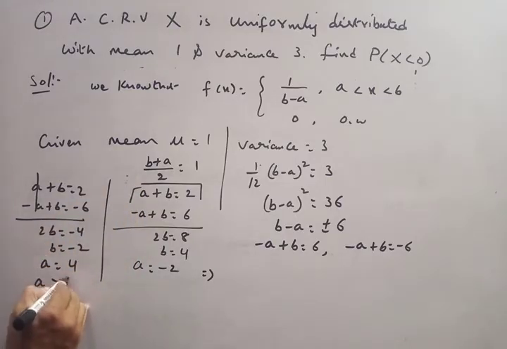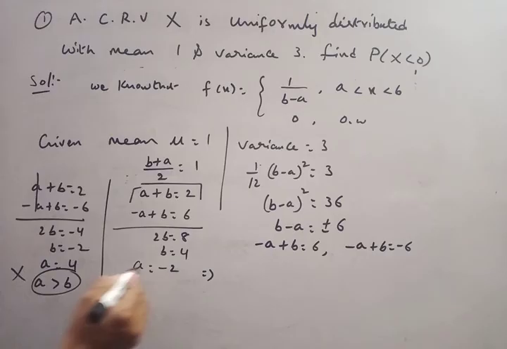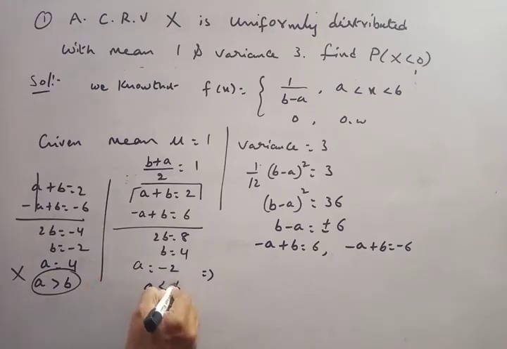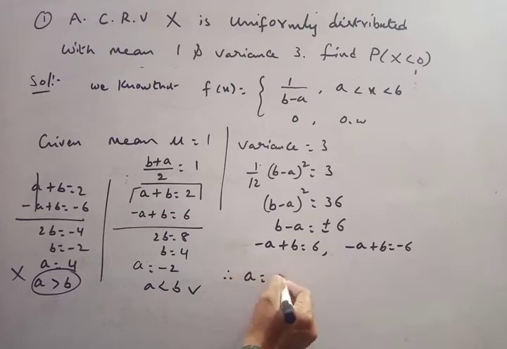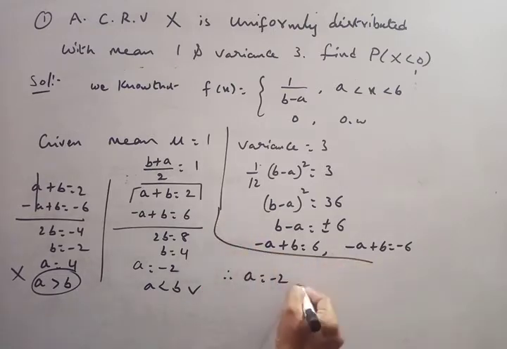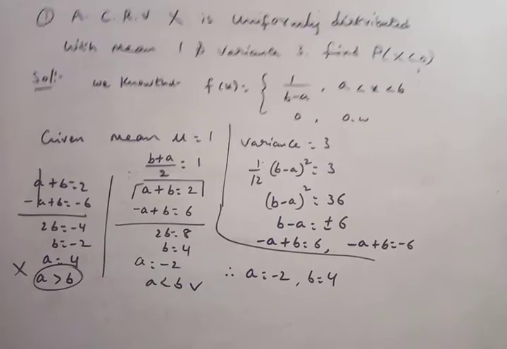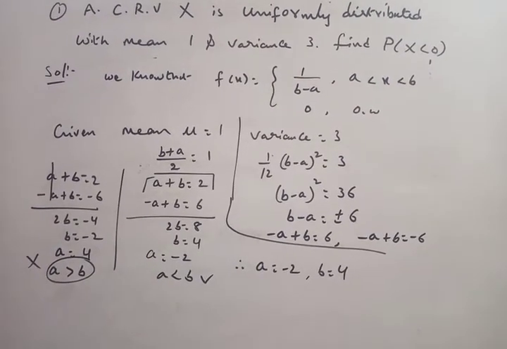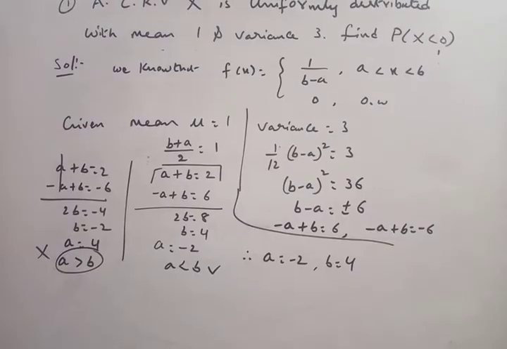Here a is greater than b. So this is wrong, no? So we have to take the a is less than b case. This case is correct. So therefore, what is a value? a is minus 2. And what is b value, ma? b is 4. a is minus 2 and b is what? 4. Clear? Now what you have to find? You have to find P of x less than 0.